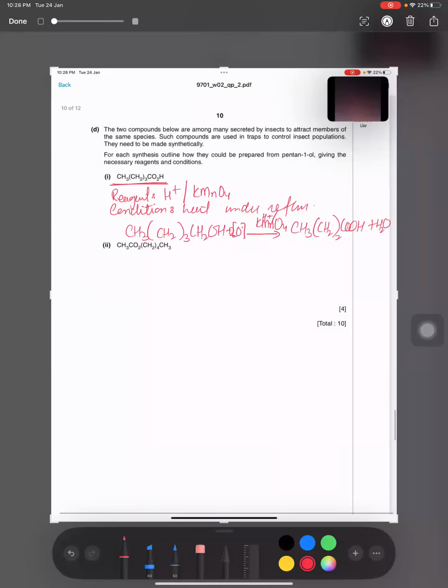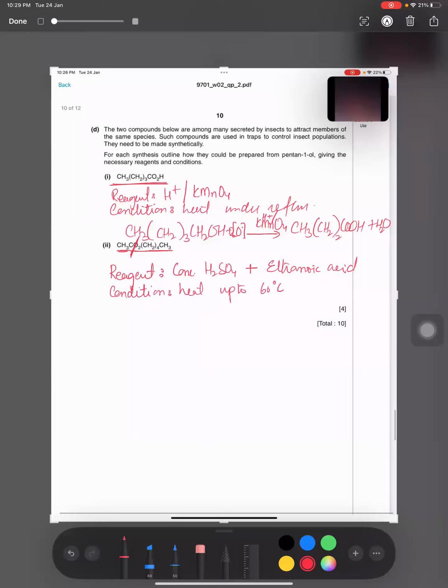Okay, then in the next one, they are forming what? CH3CO2(CH2)4CH3. That is, they are forming an ester over here, right? If you just break this bond, it is saying that you are using pentan-1-ol along with ethanoic acid. So you can say that the reagent is concentrated sulfuric acid, along with ethanoic acid. You need to use ethanoic acid as well. And what is the condition for this? Again, you need to heat under reflux, or you can say heat up to 60 degrees Celsius, right?